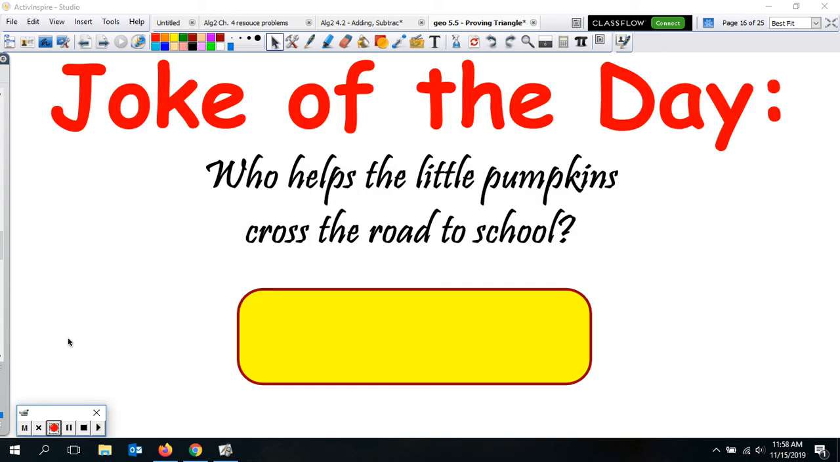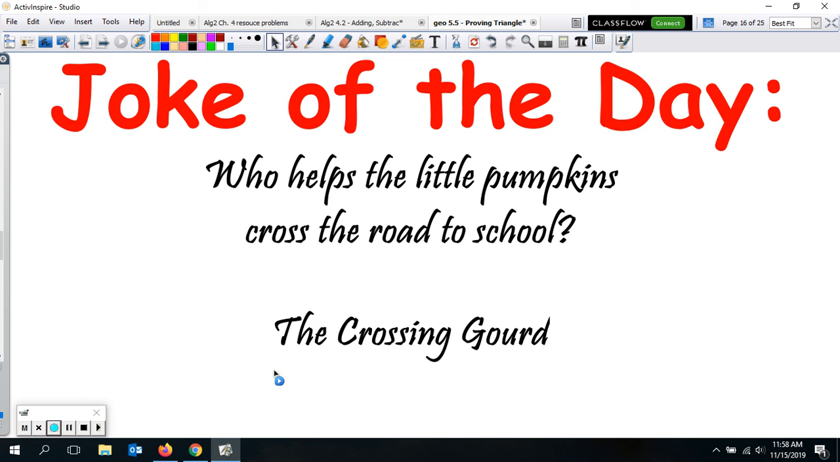All right, let's pause a little bit here for our joke of the day. Who helps the little pumpkins cross the road to school? That would be the crossing gourd.